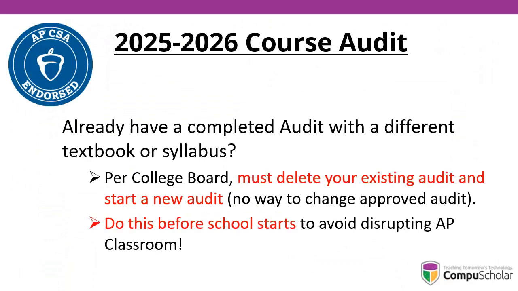It's about a 15-minute process just to go through the audit system, delete your old one, and set up your new audit. When you set up the new audit, you select all the CompuScholar textbook and syllabus documents as you would expect. We do advise doing this before school starts. We're not certain what effect deleting your audit and starting over will have on AP Classroom. So if you're in the middle of the school year with students enrolled in AP Classroom, we certainly would not advise deleting your course audit and starting over without a very careful understanding of the impact that might have on AP Classroom.